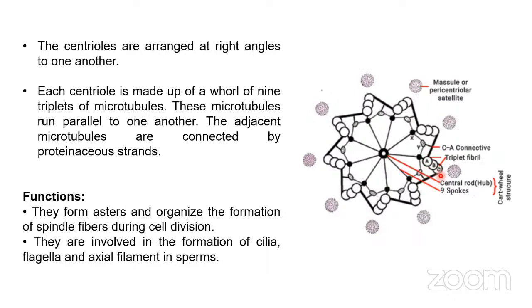When we look from the top of these centrioles, we find that the triplets of microtubules run perpendicular to each other, forming a cartwheel-like structure. The adjacent microtubules are connected by proteinaceous strands, and they have 9 spokes in total, connected from the central rod, which is also known as the hub.